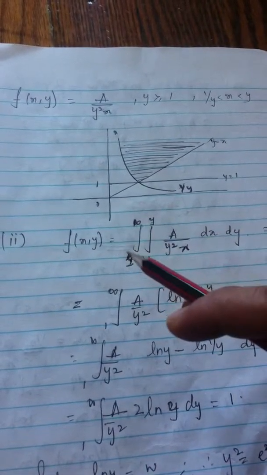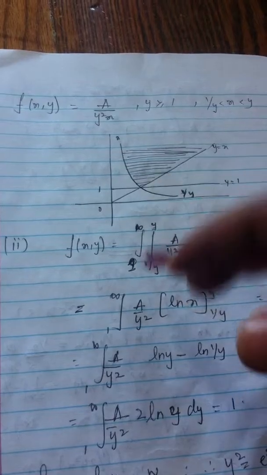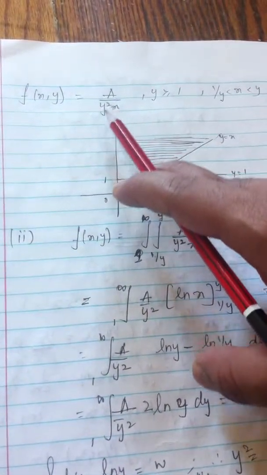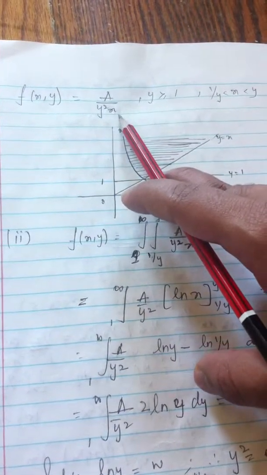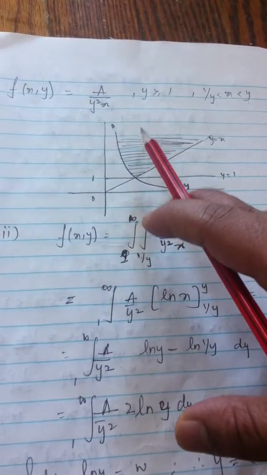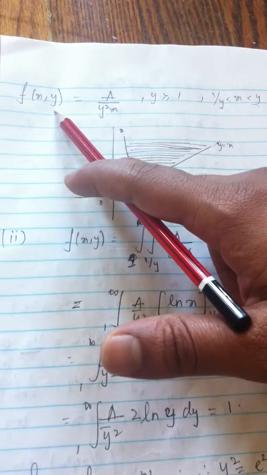I'll be explaining the second problem of homework 5. It is given that fxy is equal to a upon y square x, given the limits y is greater than or equal to 1 and x is between 1 over y and y. For the first part we have to find the non-zero definition region of this function.